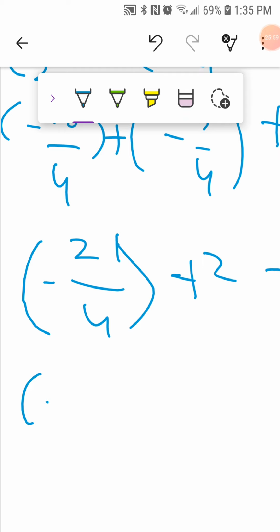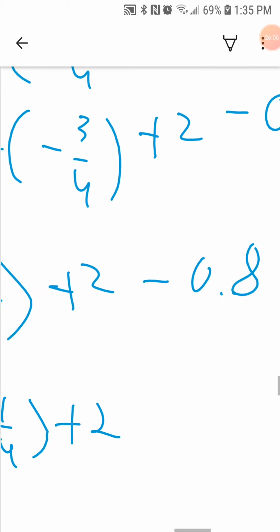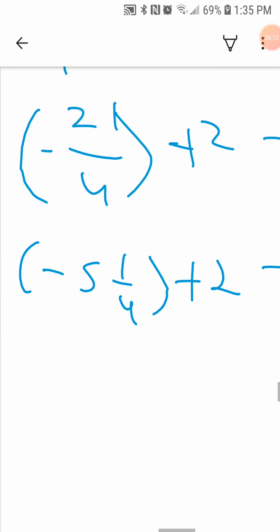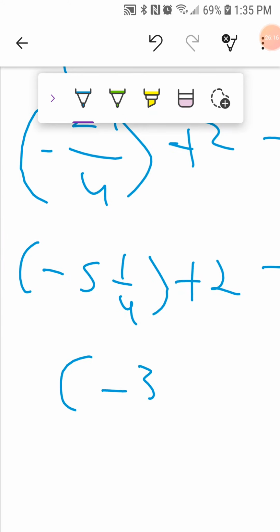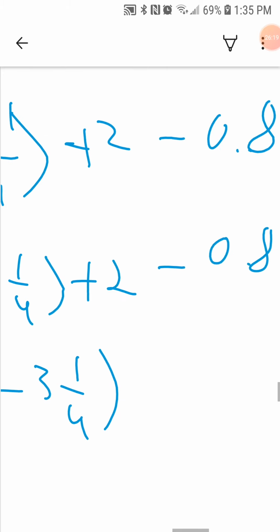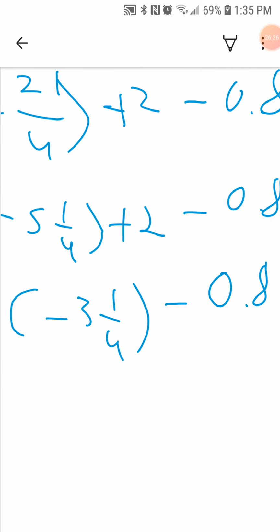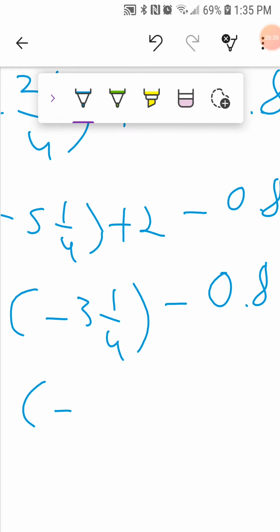We should also probably turn this proper. So negative 5 1/4 plus 2 minus 0.8. So plus 2 turns it to negative 3 1/4 minus 0.8. And the final one, so subtracting a positive means we're going even further down again. Yeah, so before we went up, now we're going down. 0.8, 3 1/4, yeah, 0.8 is 4/5.